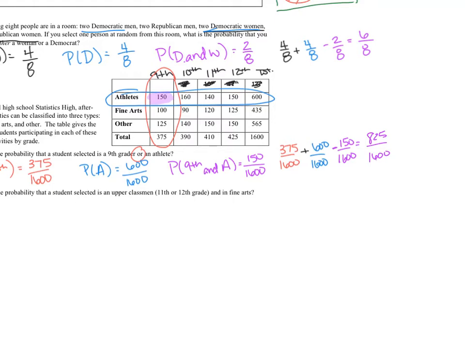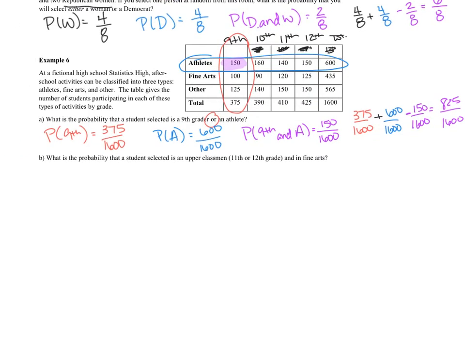It says, what is the probability that a student selected is an upperclassman? And defining that as a person that is in the 11th or the 12th grade and in fine arts. So I have two conditions I'm placing on this. So first part says 11th or 12th grade.